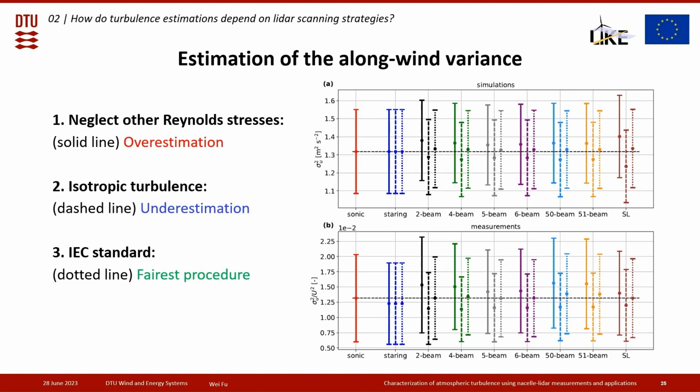We can see a general trend from both the simulation and the measurement that the first assumption tends to overestimate the along wind variance. The second assumption tends to underestimate the along wind variance, and the IEC standard assumption gives us the most accurate along wind variance estimations. This seems to be the fairest procedure to follow because the relations between the three velocity variances suggested in the IEC standard are closest to what we can observe in the atmospheric surface layer among these three assumptions.